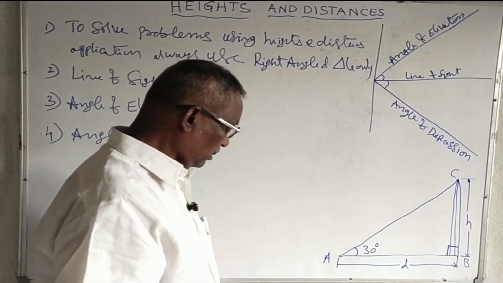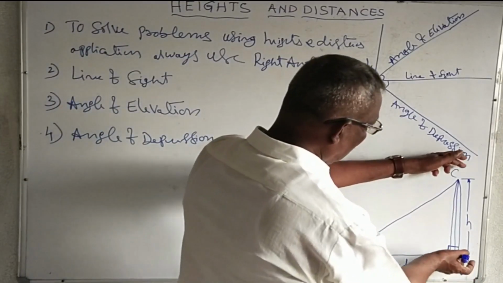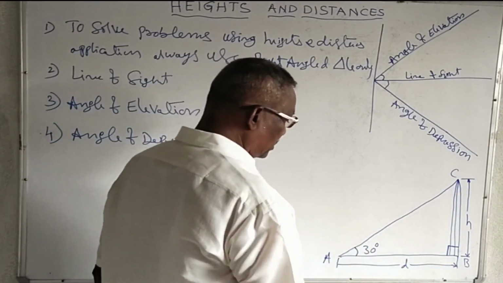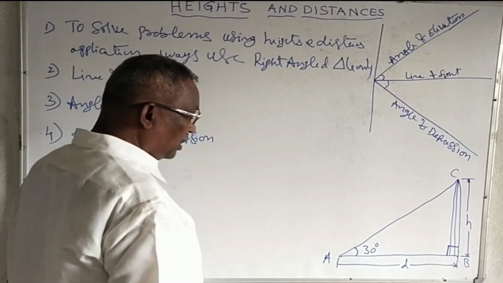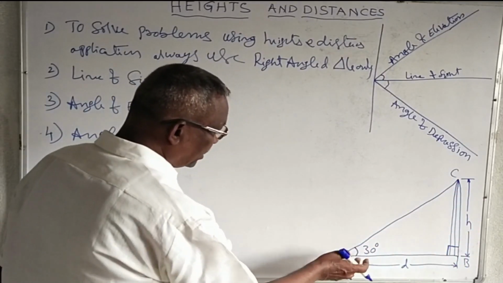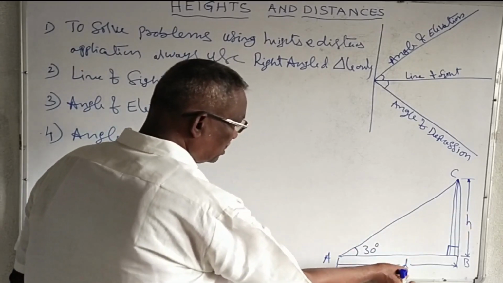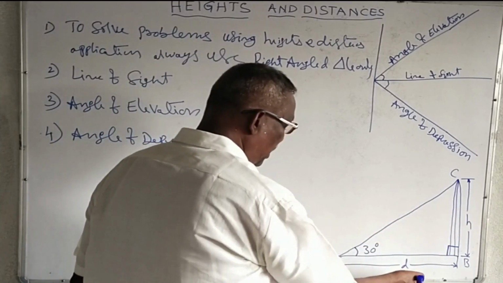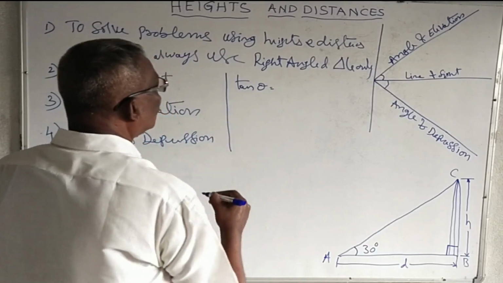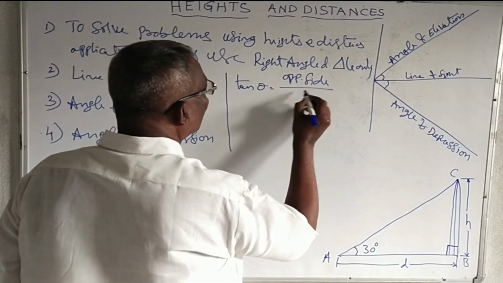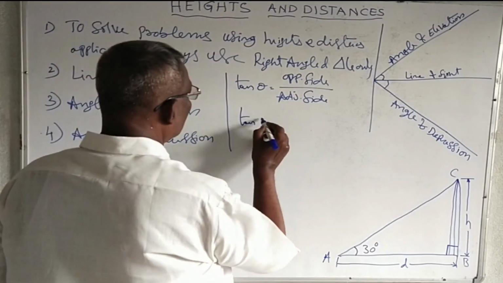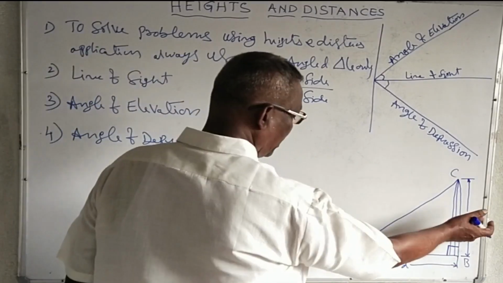In this right angled triangle, I want to know this distance, and if required this distance also. Of course, I have given the angle here, 30 degrees, say theta. In trigonometrical ratios, what is the relation between this height and the distance? If I take this angle, this is the opposite side and this is the adjacent side. Tan theta is equal to opposite side by adjacent side. So tan theta is equal to h by d.